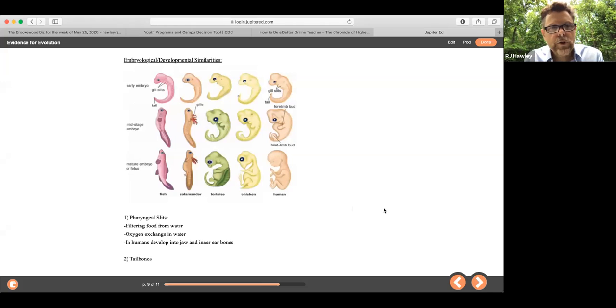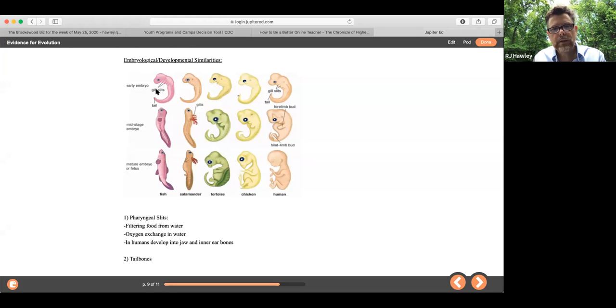More evidence for evolution. Embryological, so the embryos of different organisms. A human, a chicken, a tortoise, a salamander, and a fish. So these are all really similar, as you can tell, right? The head starts to develop in the same way. There's this thing called the notochord that becomes the spinal cord that shows up at the same time in development, right? The organisms end up looking very similar.